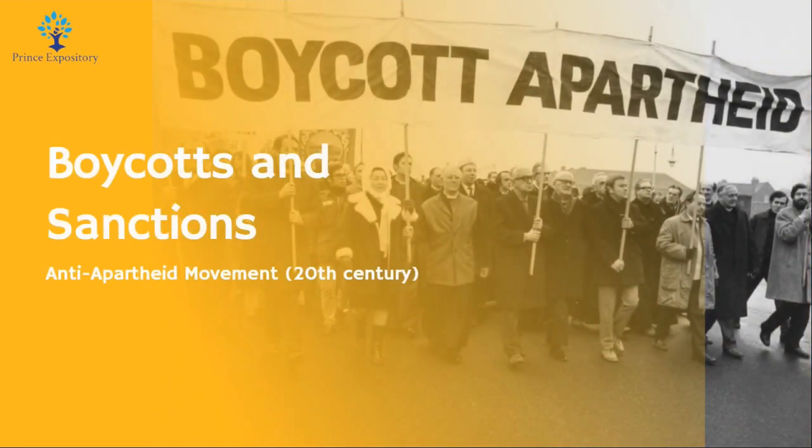Boycotts and sanctions. One of the most significant tactics employed by the anti-apartheid movement was the use of boycotts and sanctions against South Africa. This involved boycotting South African goods and services, as well as pressurizing businesses and governments to divest from South Africa and impose economic sanctions on the apartheid regime.